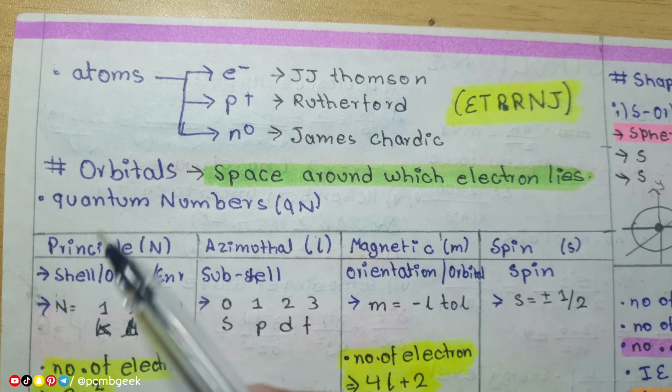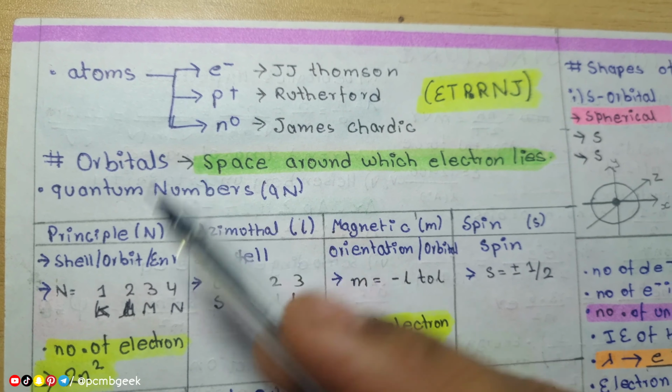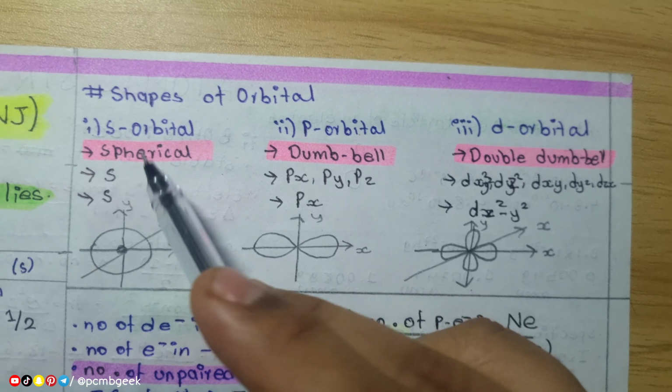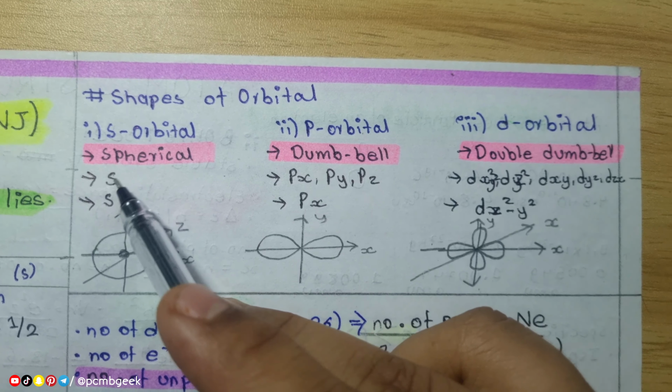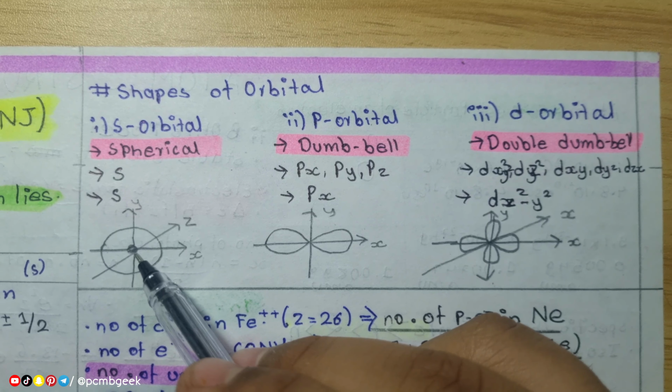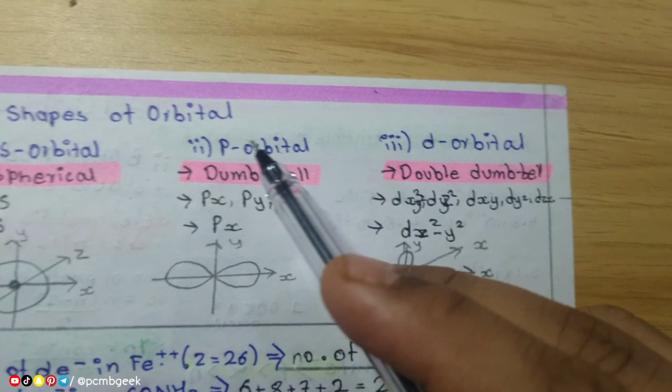Now, what is an orbital? An orbital is a space around the nucleus where an electron lies. First in order, the s orbital. It is of spherical shape. It has simply one shape, that is s, and you can just remember it is not a circle but a sphere.